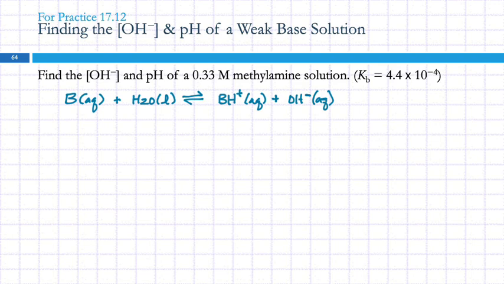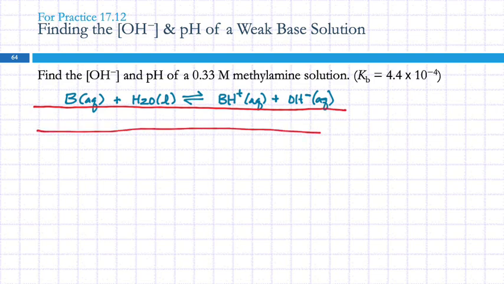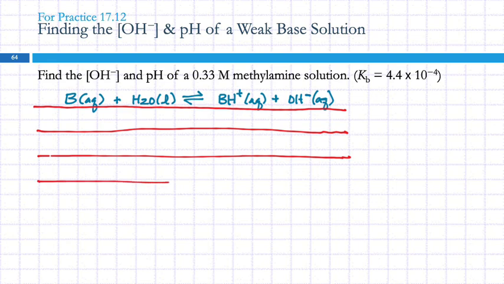If you have the formula, you can put the formula here. You're going to tack an H plus on the end of it over here. It's all good. Any questions about that? So now we are going to make our ice table. And we can just use the chemical equation as the header row to organize things.